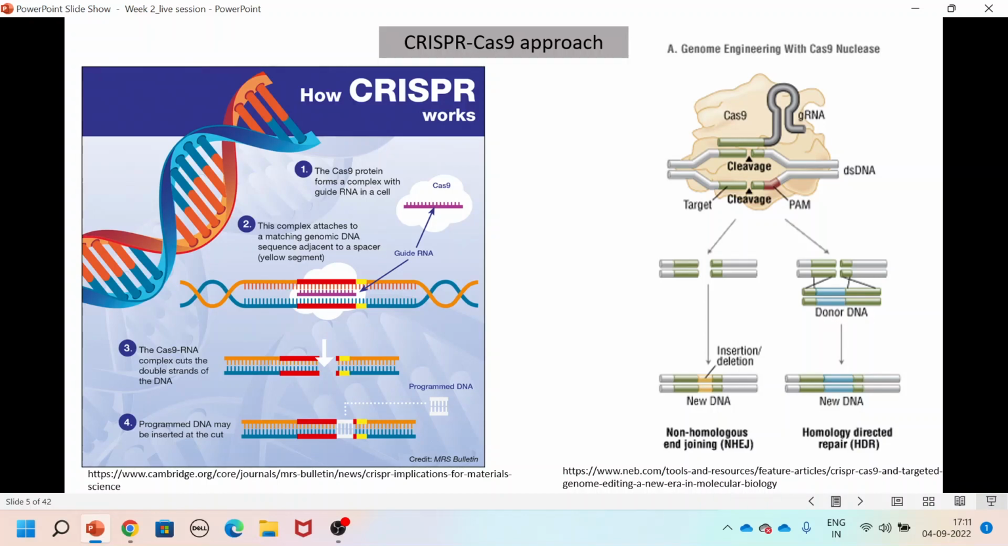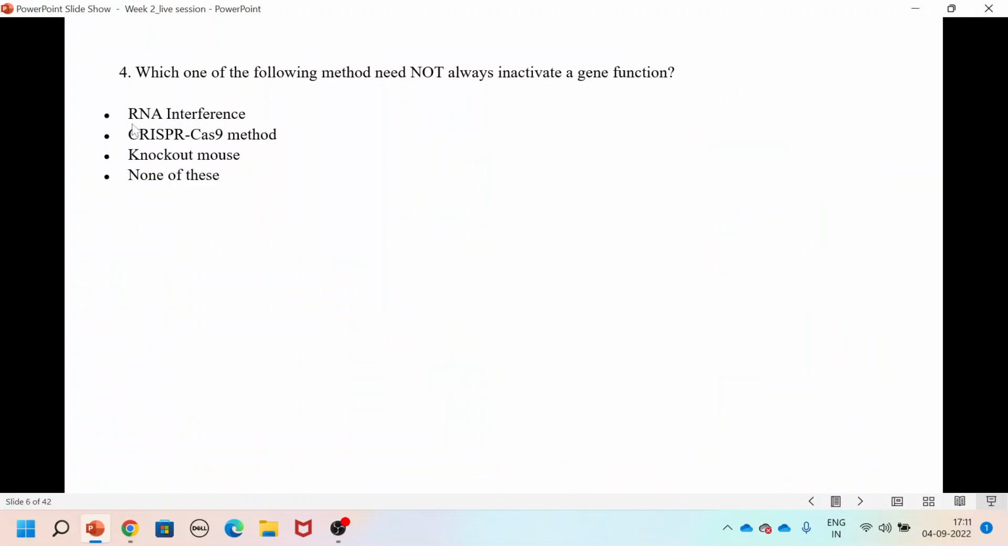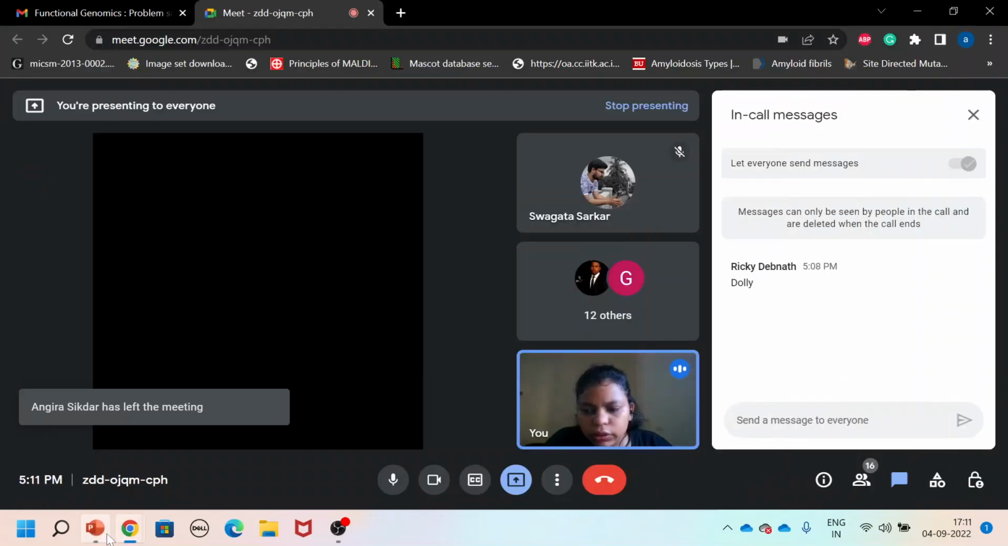So any doubts? Okay. So the next question is, which one of the following methods need not always inactivate a gene function? Option A, RNA interference. Option B, CRISPR-Cas9 method. Option C, knockout mice. And option D, none of these. So anyone who would like to answer?